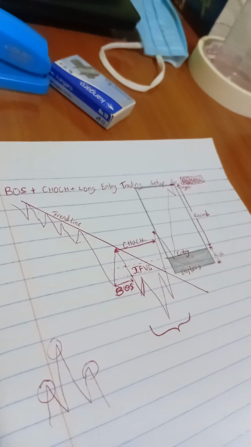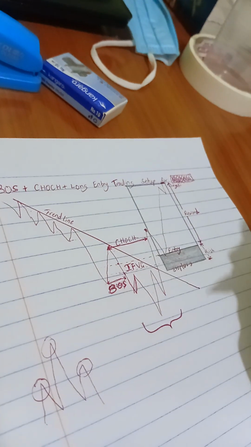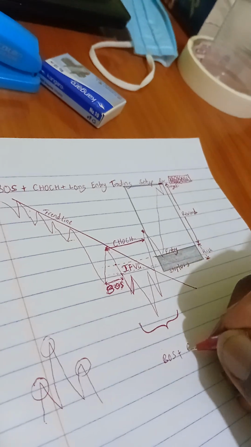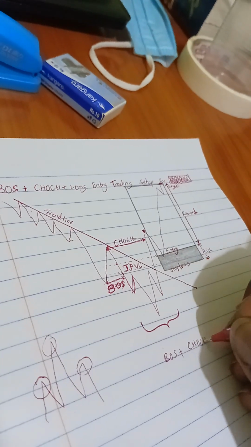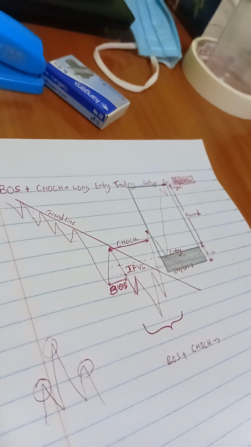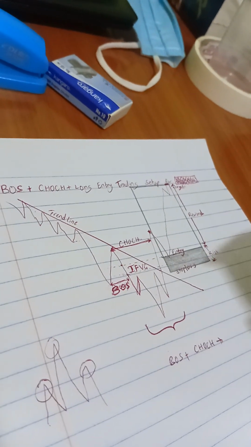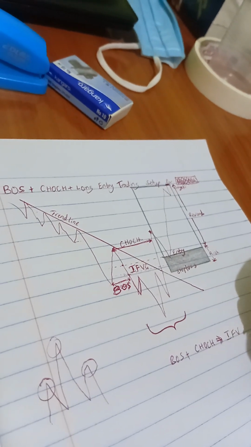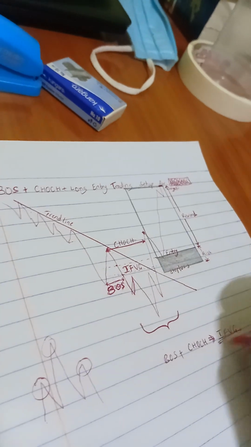And that shall be a very nice setup that is characterized by a break of structure plus a change of character. And then we get our nice setup. So bonus there, our nice point of entry should come from the inverse fair value gap. And that is it.